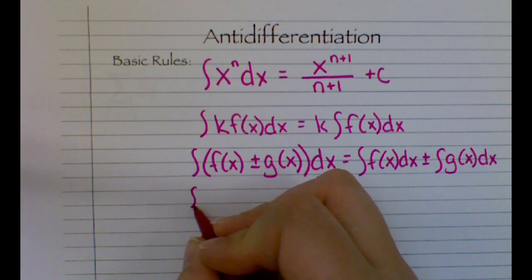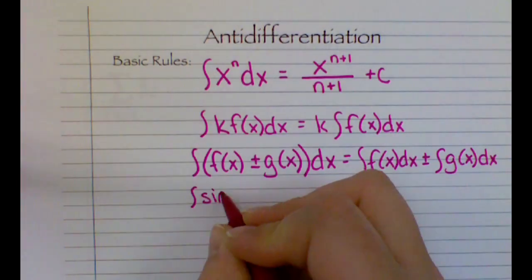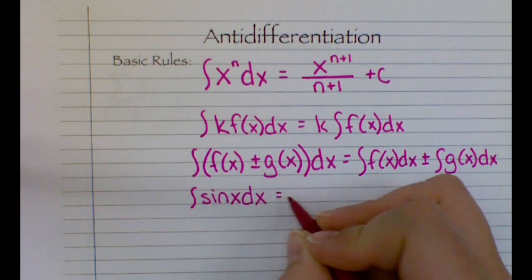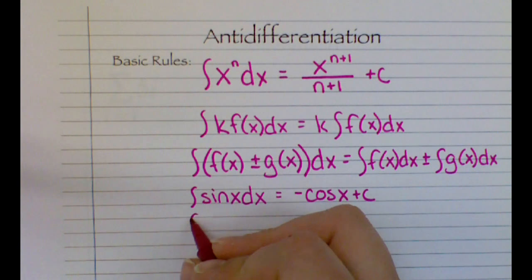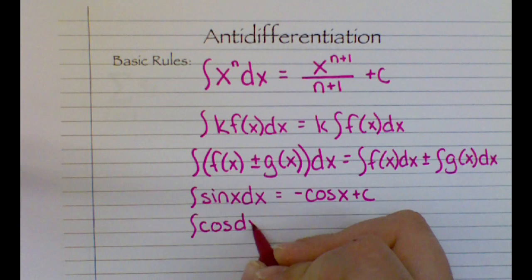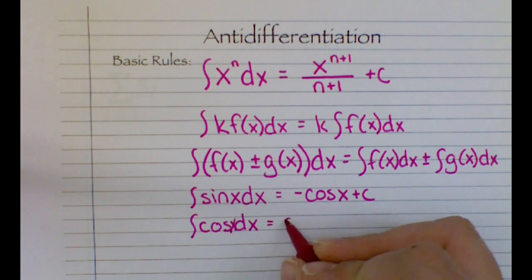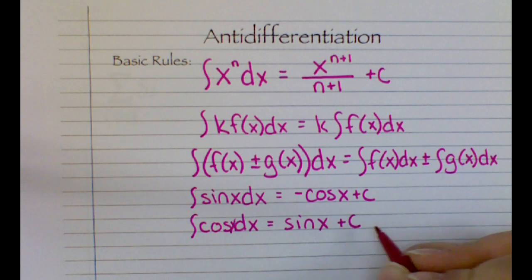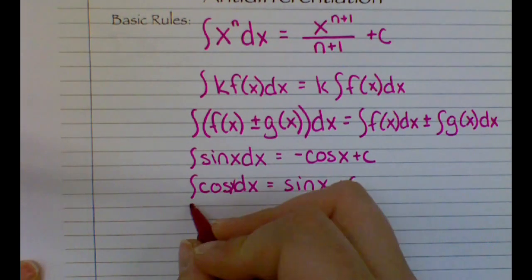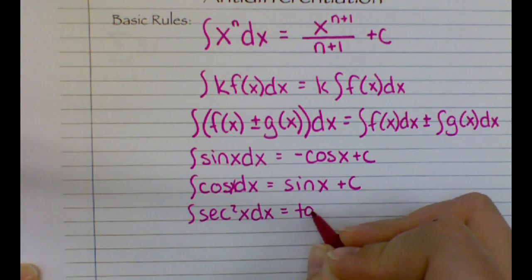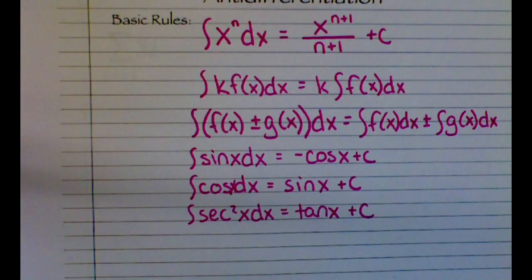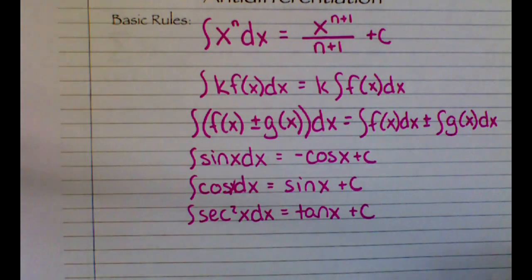So take the antiderivative of the first piece plus or minus the antiderivative of the second piece. Your antiderivatives of trig functions, the antiderivative of the sine of x dx is negative cosine of x plus c. The antiderivative of cosine of x dx is sine of x plus c. Let's see, the antiderivative of secant squared of x dx is tangent of x plus c. And then there's obviously many, many more. We could get into the cosecant, secant, and cotangent ones, but these are the most common ones.